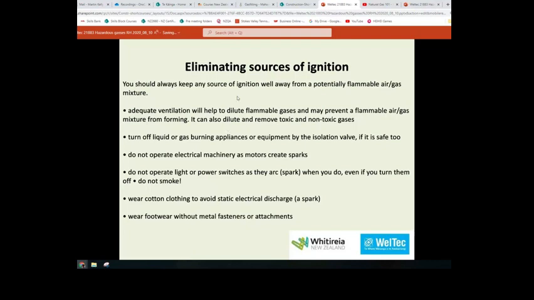Right, eliminating sources of ignition. If you're doing gas fitting work and you're going to cut into a pipeline, you'd want to isolate it. You'd want to make sure that there are no ignition sources anywhere near or around where you're going to do the work, and that you're not going to create any in the process of your work. You also need to make sure that other people around your vicinity are not going to create any either, and you may have to keep them away from your work area.